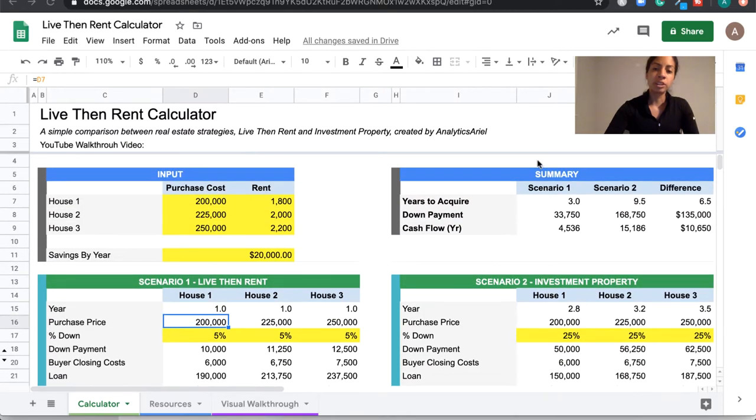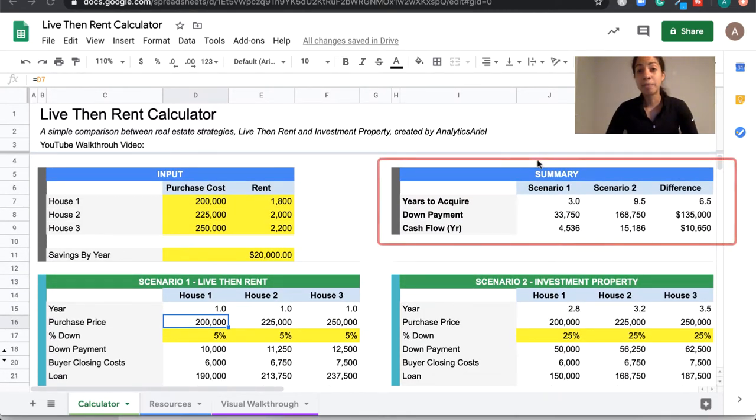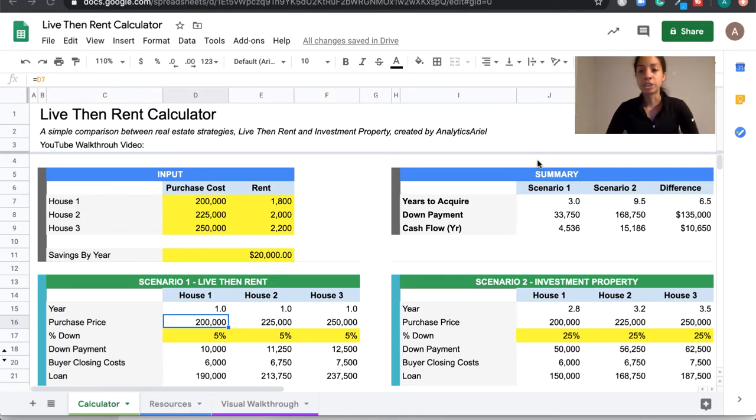Now what I want you to look at is this summary in the top right-hand corner. I think this has a lot of power because you can quickly gauge what the differences are between the traditional and the live then rent strategy. So as we see here from scenario 1, it would take about 3 years to acquire each of these 3 properties, assuming that we stick to our savings per year, which is $20,000, and we rent as soon as the 1 year is up.